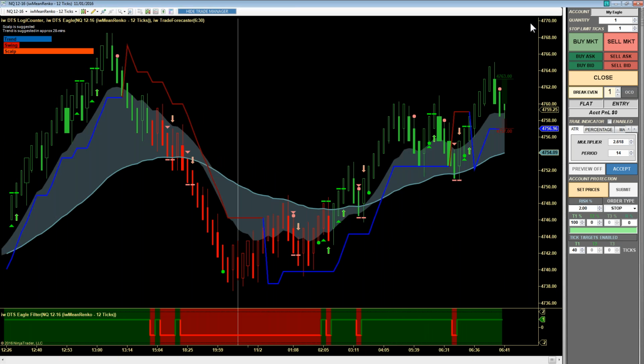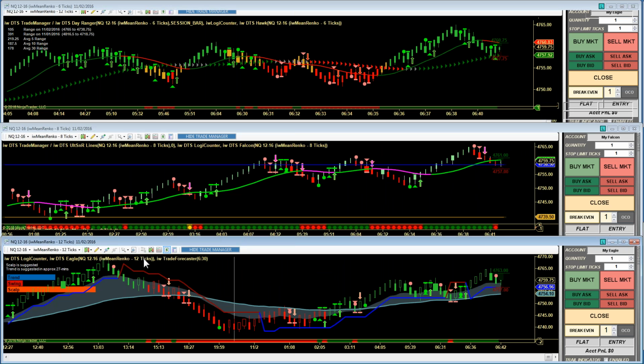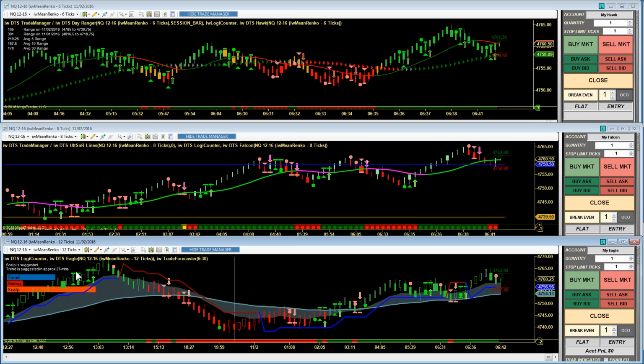So yesterday, a very good trending day. Toward the overnight, a little more choppiness going on. The Eagle produced a signal out of the open, which traditionally, and we've been tracking this in the room for a little while now, tends to have some pretty good follow-through on that first signal out of the open. So we'll see how this morning's signal does. All right, so there's your bird's eye view of the three DTS birds.